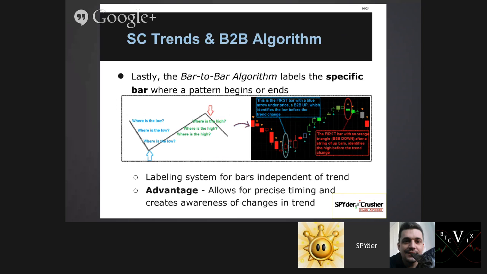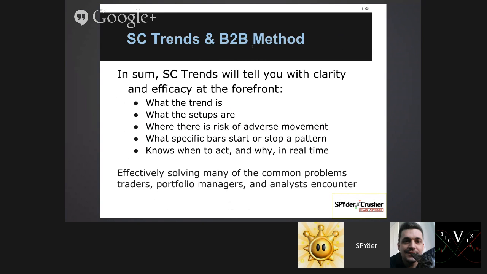You want to have different methods, but all built into one software system, if you're using it for idea generation or execution. This goes on to a little bit more detail about the trends in the bar to bar, but we will cover that in another part of the lecture during examples. So let's just sum it up. SC Trends will tell you with clarity what the trend is, what the setups are, what the risks are, and which bars to enter or exit. So this effectively solves a lot of the decision-making process that traders, portfolio managers, analysts, whomever might encounter.